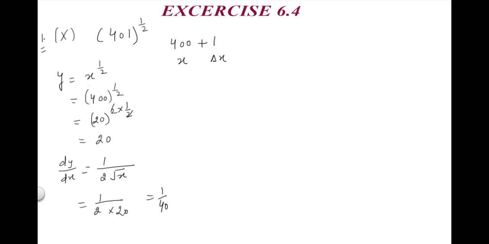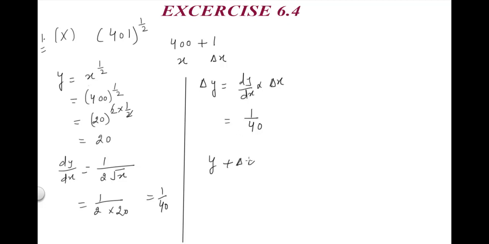Now the only thing left is delta x. Delta x we have, the only thing to calculate is delta y. To calculate delta y, we will write dy by dx multiplied with delta x. Delta x is 1, dy by dx is 1 upon 40. Now what we have to calculate is y plus delta y. Y is 20 plus delta y is 1 upon 40, so we write 20 plus 0.025. Adding it, we get 20.025, which is the value for y plus delta y. This is how you are going to solve the 10th part of question number 1.